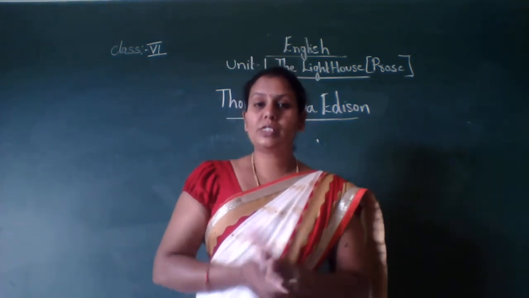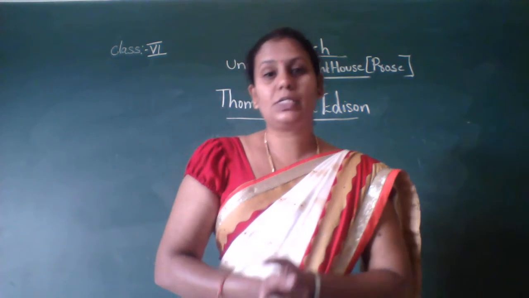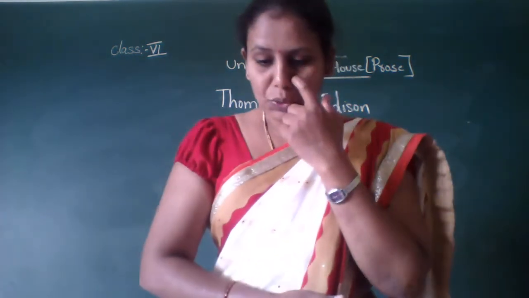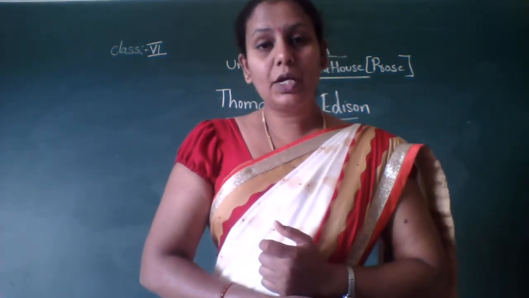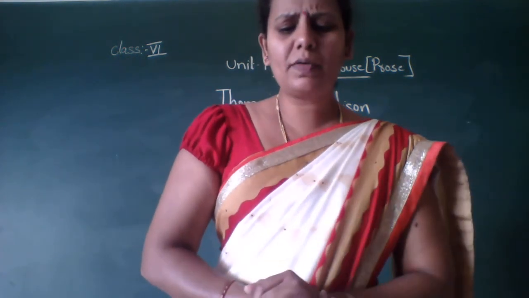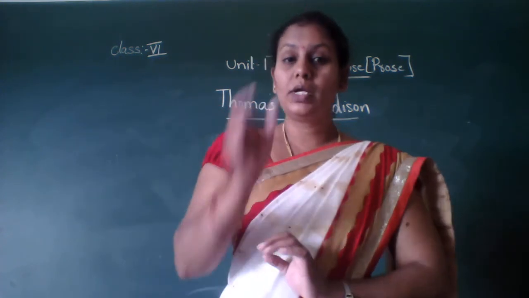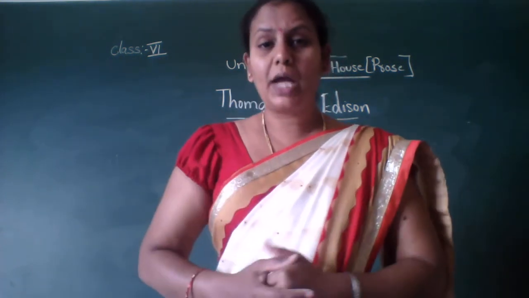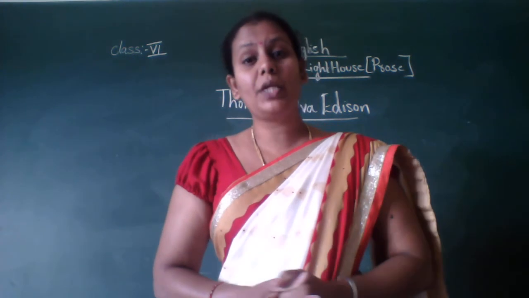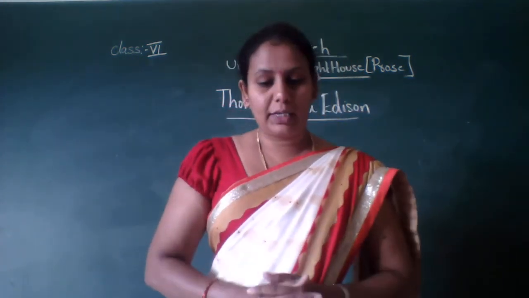So this poem is about Thomas Alva Edison, one of the famous scientists, and it was written by Vivian Gould. Thomas Alva Edison is a most unusual boy. Underline that word unusual. Unusual means uncommon, asamanya huduga. So Thomas Alva Edison was an unusual boy.